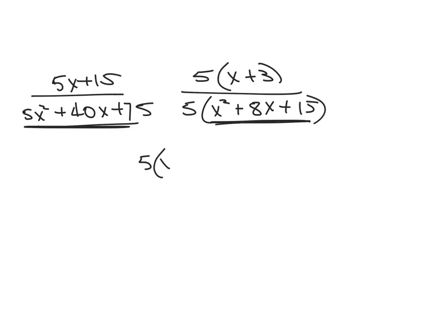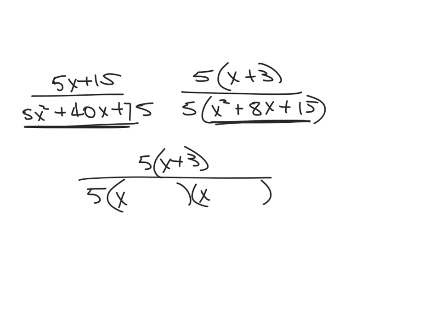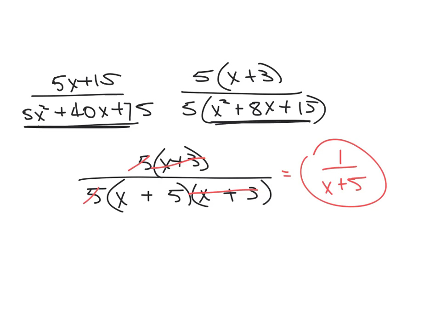So we'll leave the top alone, and on the bottom we'll do 5 and we'll break it into two binomials. So we've got an x and an x, two numbers multiplied together that give me 15, added together give me 8. Alright, so then I can cancel that with that, and that with that, and I'm left with 1 over x plus 5. Alright, so that looks good.